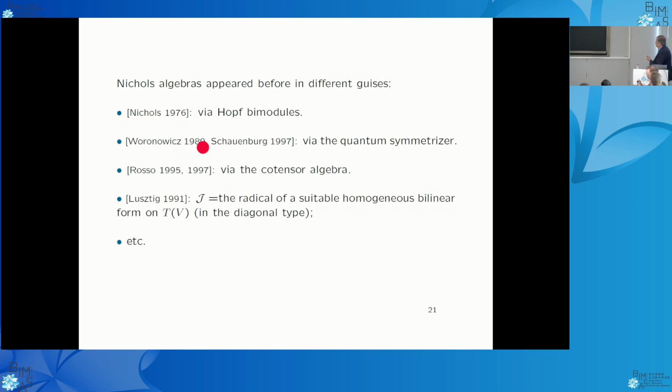Then Woronowicz and Schauenburg looked at some algebra defined via the quantum symmetrizer. Rosso looked at the cotensor algebra. He wanted to explain the uniqueness of the quantum groups. And this is a very influential paper for us. And Lusztig, also a very influential paper, looked at an ideal J, which is the radical of a suitable homogeneous bilinear form in the diagonal case. And again, this is isomorphic to the Nichols algebra.